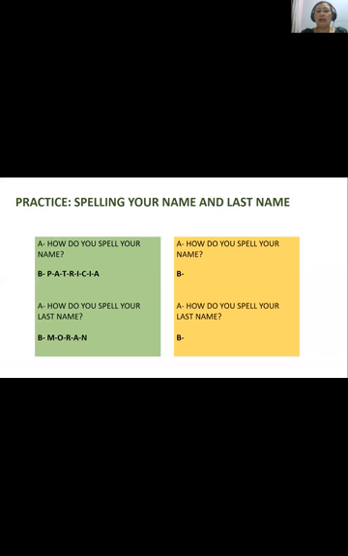So, what I want you to do now is that you do the exercise of writing your name and try to spell it, okay? You will have 1 minute to do that, and then we will go to the breakout rooms and we will practice with our classmates. So you have to ask your classmate, excuse me, how do you spell your name? And the other person says, P-A-T-R-I-C-I-A. Patricia, excuse me, how do you spell your last name?